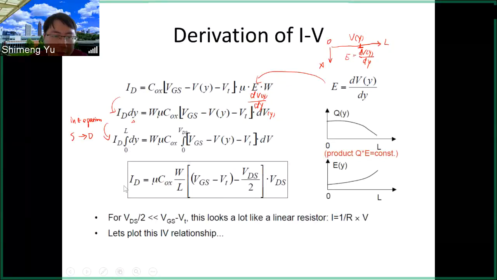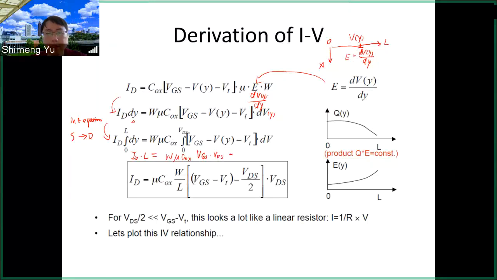On the left hand side, because this is a constant, and you integrate a constant value over the distance L, you will get ID times L. And then on the right hand side, you still have those equations here. Now on the voltage side, we are integrating over VDS. VGS is like a constant, so if you integrate the constant, you will get VGS times VDS.